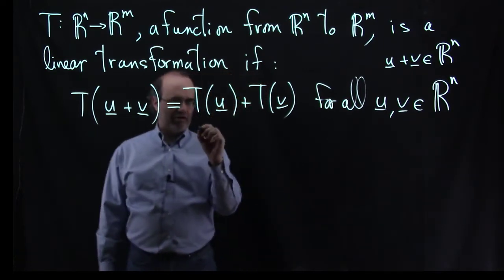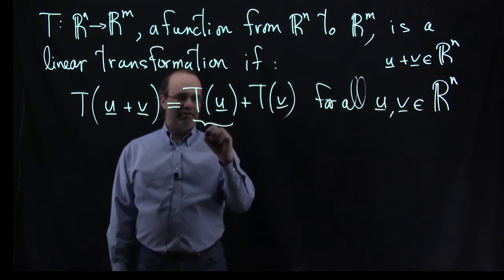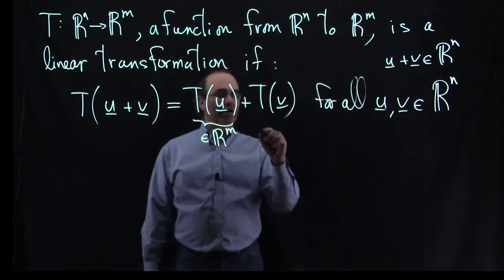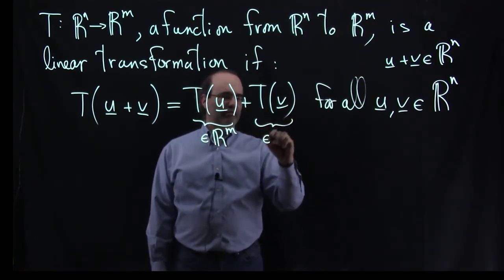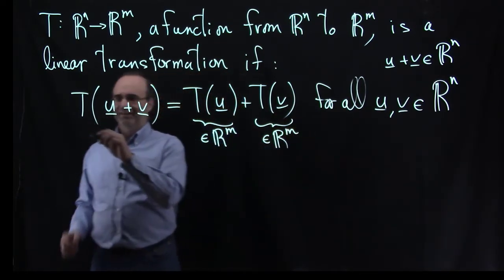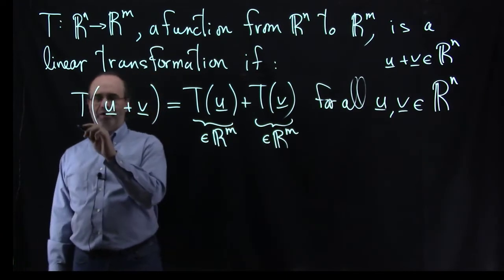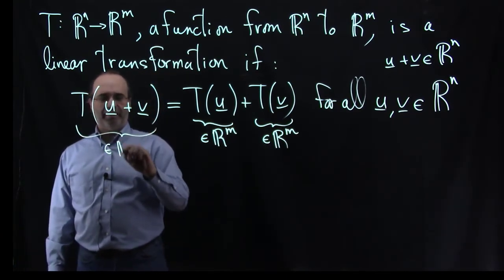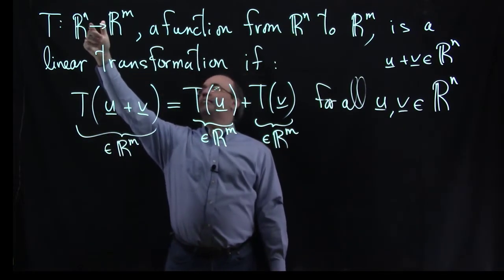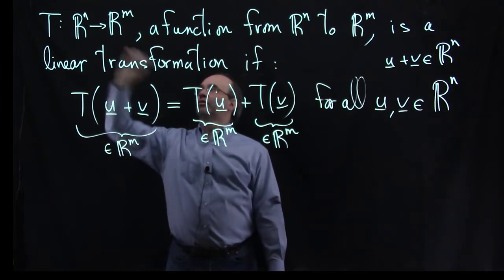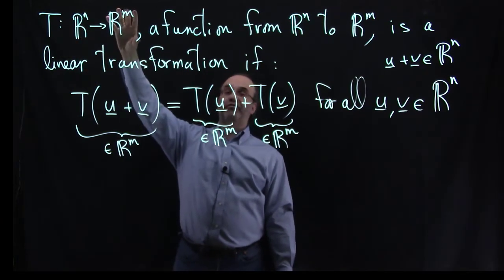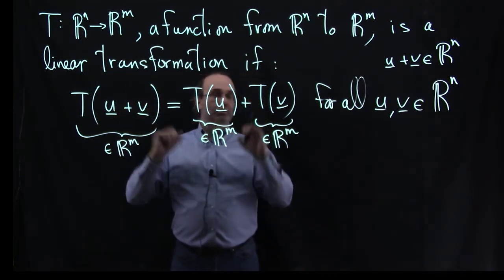So T of u is a vector in Rm. T of v is also a vector in Rm. And so is the left-hand side, of course. So in this equality, we are actually comparing vectors in Rm. All right, so we start here. n could be 3, and maybe m is 4. So we start with vectors in R3, we apply our linear transformation, and we get vectors in R4, for instance. And we want all these to be equal.